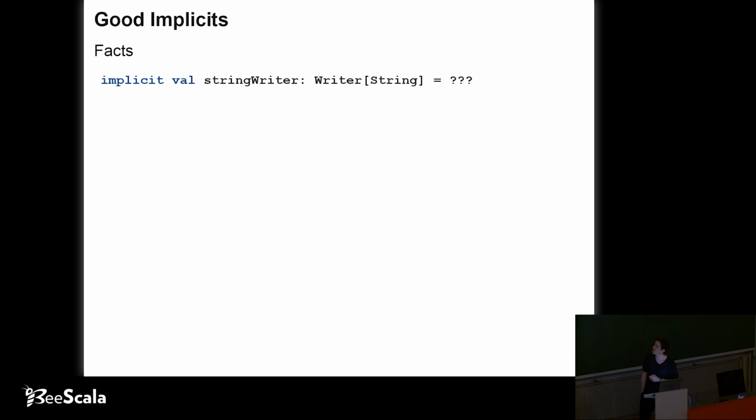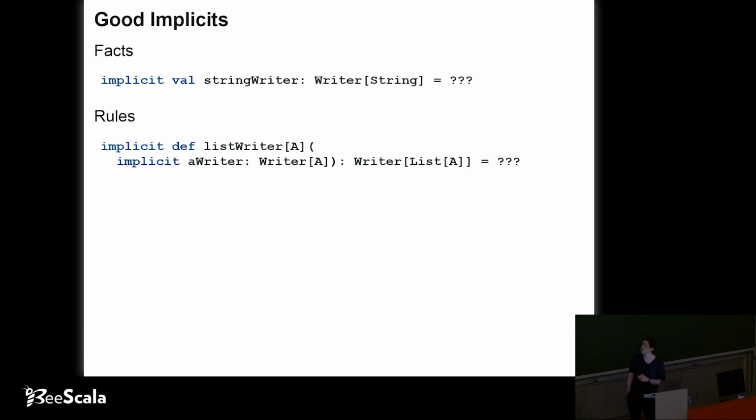Next, we have rules. A rule is something that the compiler can actually operate on. If you read the signature, it reads like this: suppose you know, for some A, how to write an A as a JSON. I'm going to teach you how to write a list of A. Since this is marked implicit, the compiler can invoke this rule at compile time to generate new facts about things. So if I know how to write a string, I'll know how to write a list of string using this rule and this fact together.